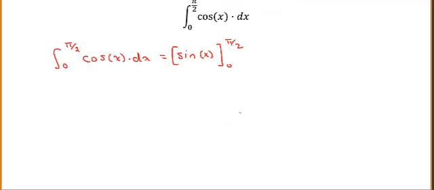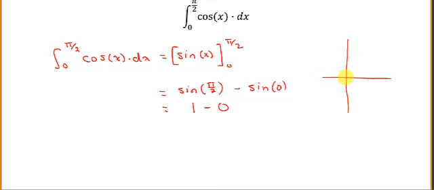Okay, so now we have to evaluate this. We have the sine evaluated at the upper limit first, sine of pi over 2, minus the sine of 0, and the sine of pi over 2 is 1, minus the sine of 0, which is 0. Think of the graph of sine if you need to. Sine starts out at 0. At pi over 2, we're up at 1. So sine of pi over 2 is 1, sine of 0 is 0.